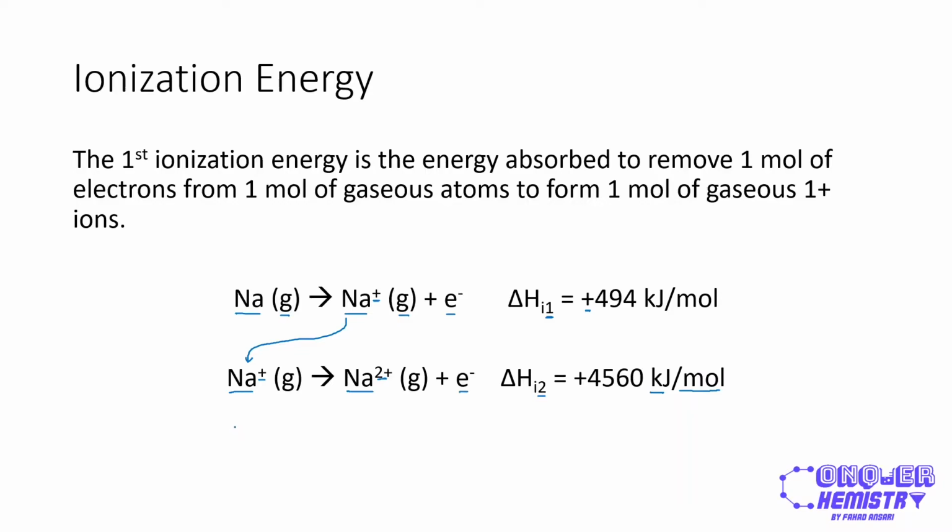Similarly, if we were to remove another electron, this time from the 2 plus ion, that would mean we have removed 3 electrons in total, and the product is now a 3 plus ion. So this is going to be your third ionization, and the energy change will be your third ionization energy, or IE. Or you could say this as delta H I 3. 3 for third ionization.